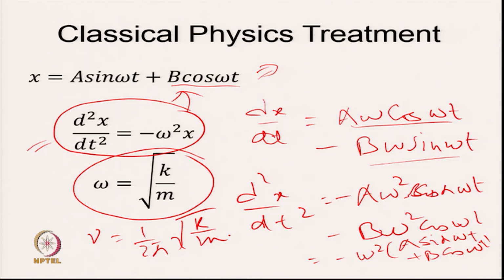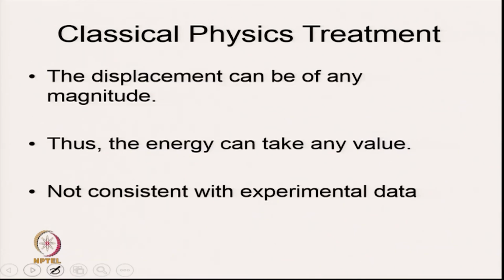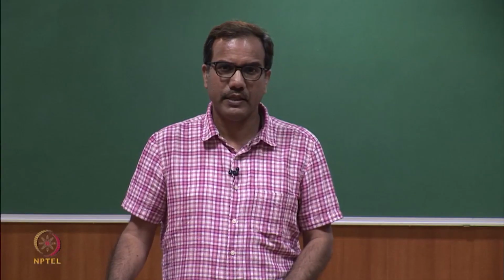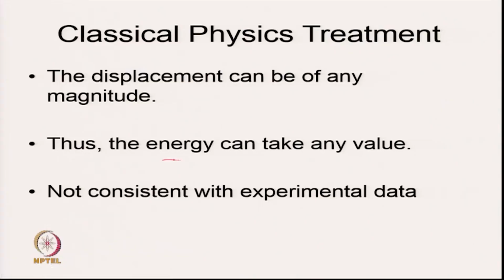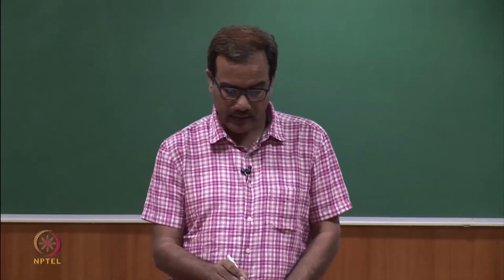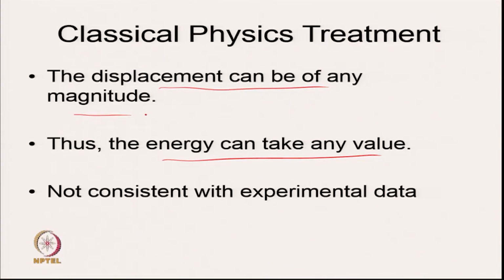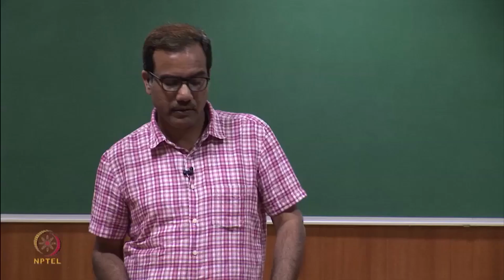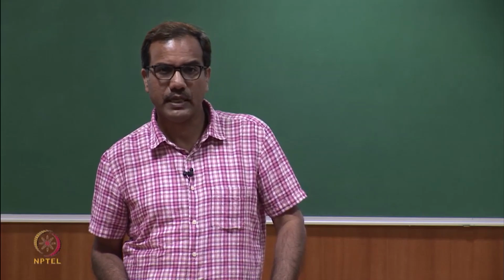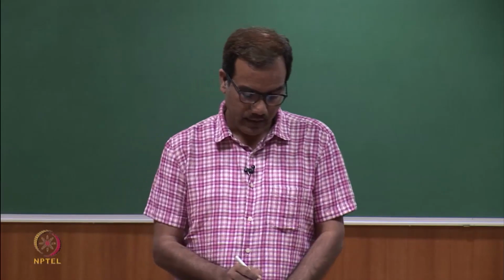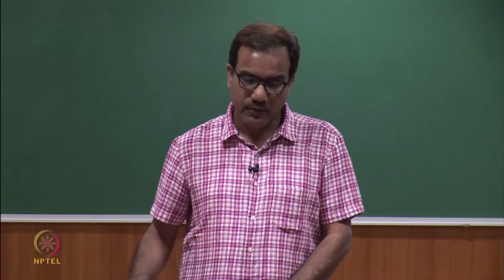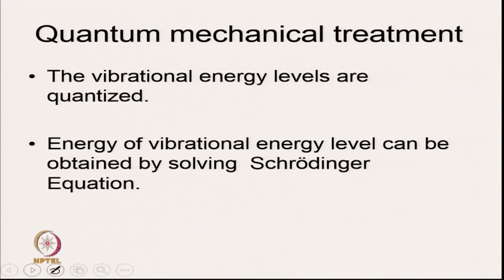So, you can get the solution for energy. Unfortunately, what this classical physics treatment tells you is that energy can take any value, and its value will depend on displacement. Since displacement can take any value, energy can also take any value, which is not consistent with experimental data, because what we know from the experimental data is that energy is quantized. And so, classical physics treatment is not enough. What we need is a quantum mechanical treatment.